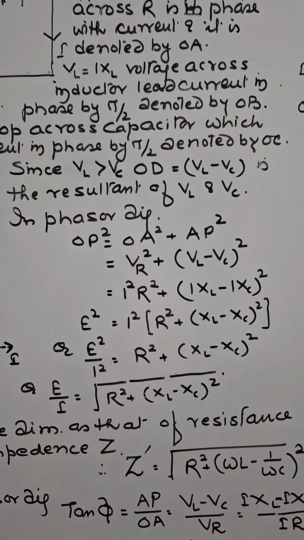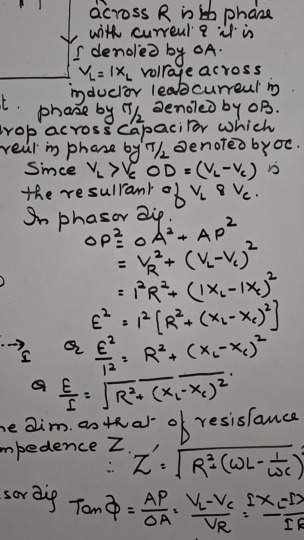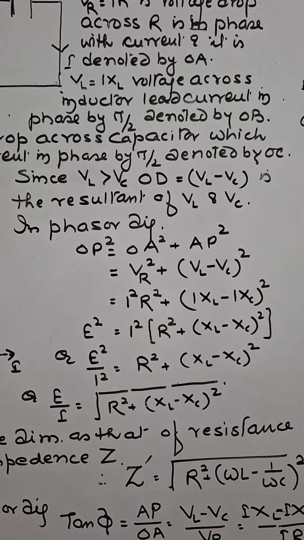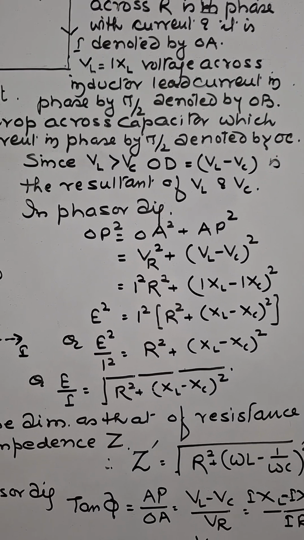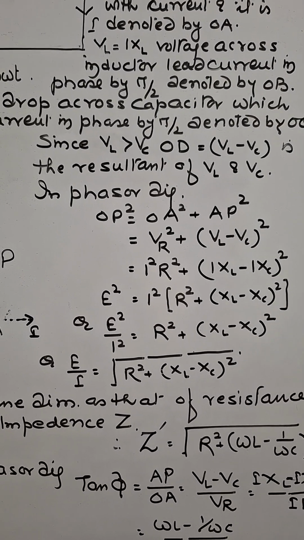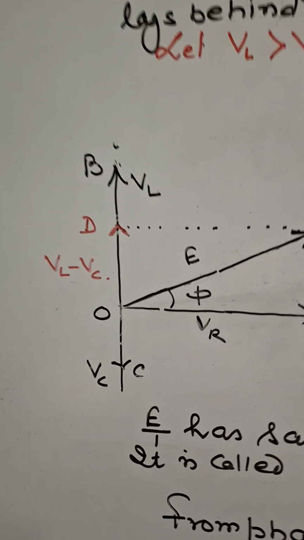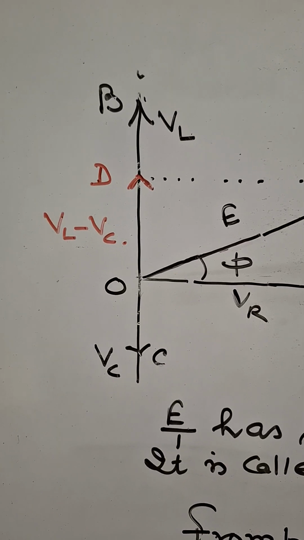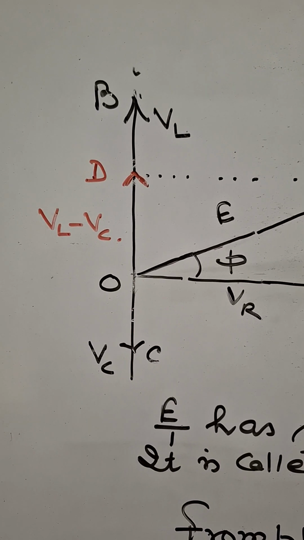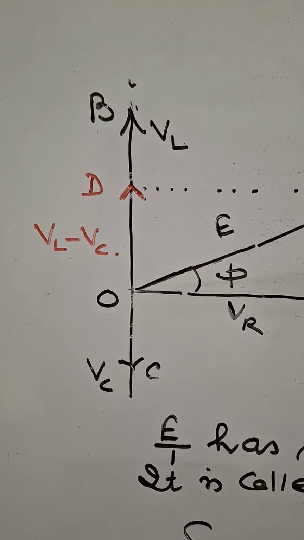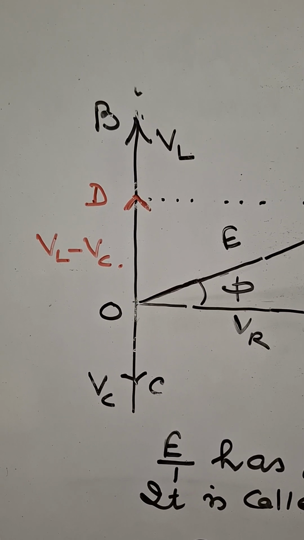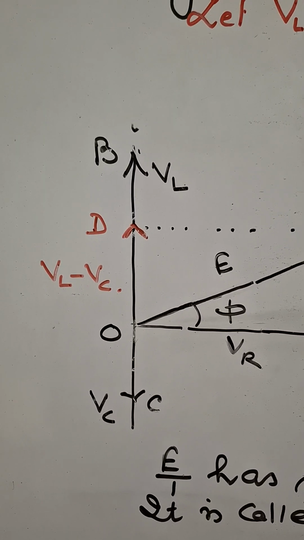So VR is in phase with current, VL leads the current in phase by pi by 2 and VC lags behind the current in phase by pi by 2. VL and VC are oppositely directed. We consider VL is greater than VC. In the diagram, OD equals to VL minus VC.